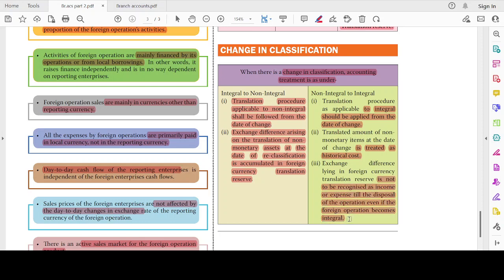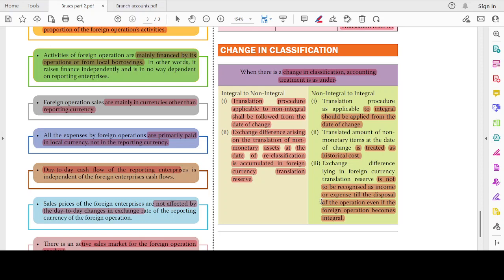Now, this is the point which has to be very much focused on. What we did in integral to non-integral, everything will be transferred to profit and loss account, only the exchange difference for non-monetary assets will be transferred to foreign currency translation reserve account. Now, there will be some companies who, just to increase their profit for the current year, will treat it as subjective and switch from NIFO to IFO. By this, this year's profit will be increased.